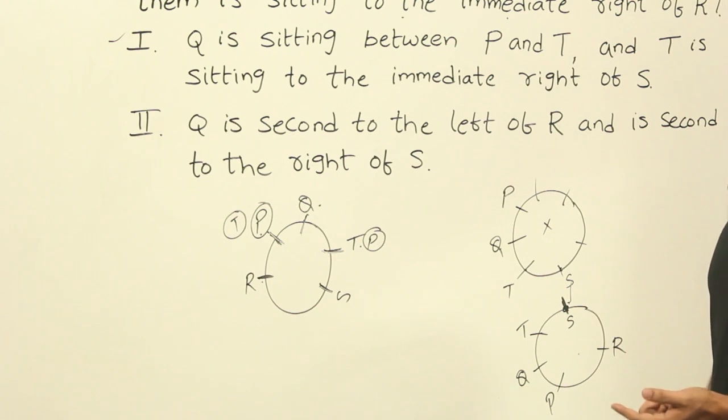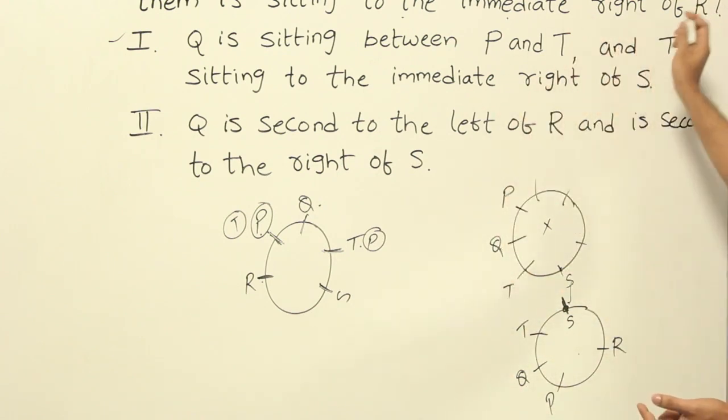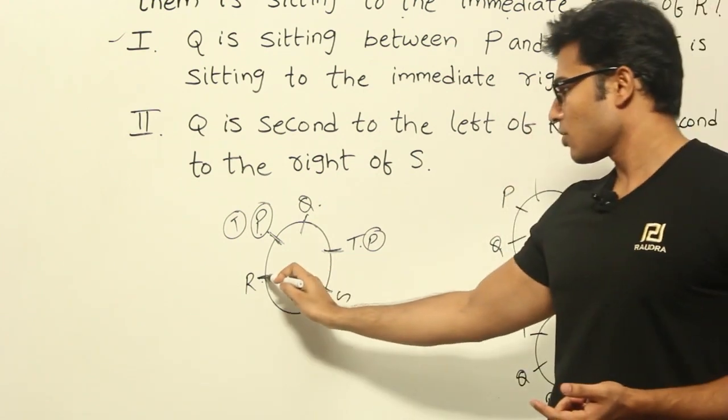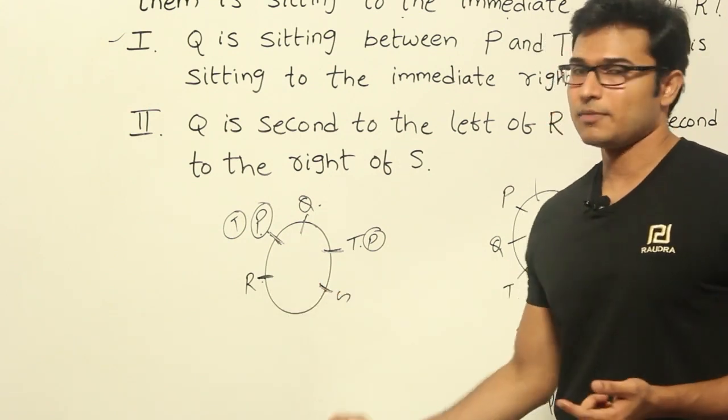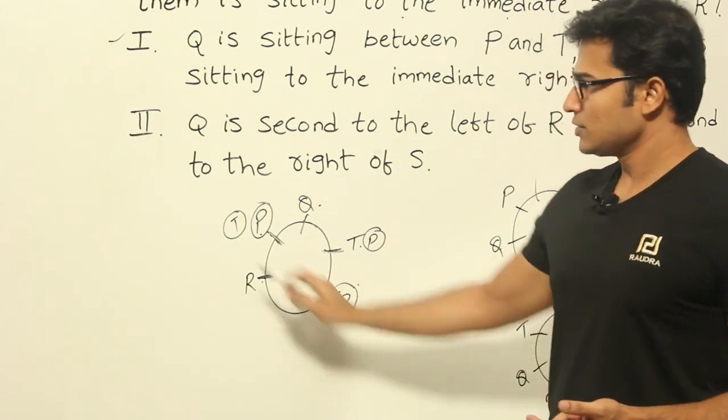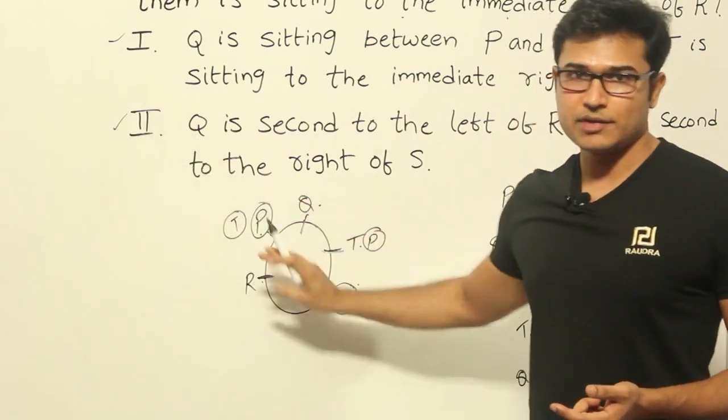Now whatever the combination is, the question is who is to the right of R. Always to the right of R, S is going to come. Therefore, even using statement number 2, I am able to answer the question.